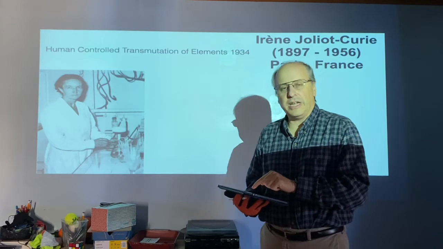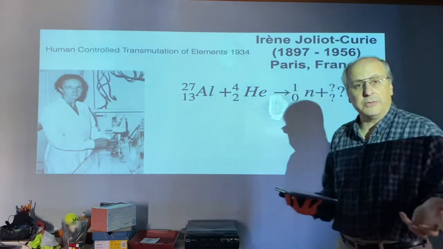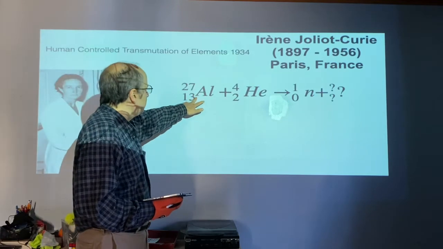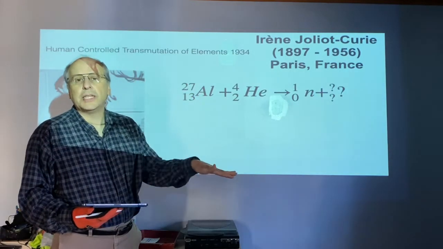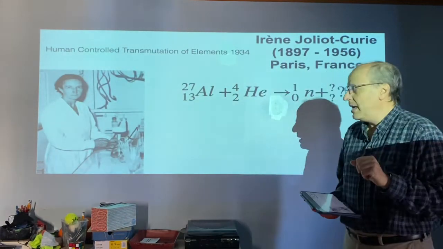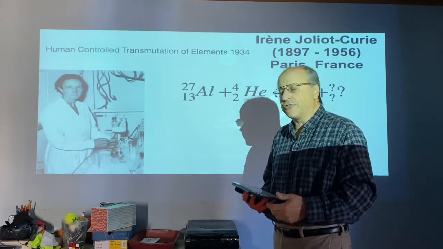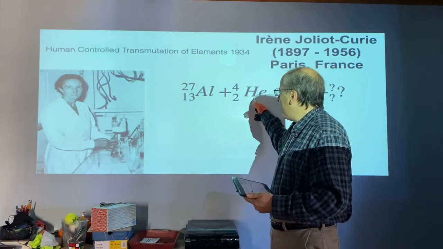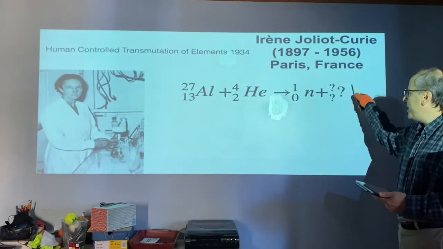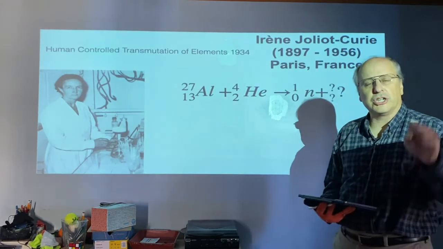Human-induced changing of the elements. And this is one of many that she actually was able to pull off in her lifetime. So she started with aluminum 27, which is totally stable, but she bombarded it with alpha particles. Again, not the atoms, but just the nucleuses. So we have to strip away all the electrons. We have to add particles to the nucleus of aluminum. And what happened is we got a much bigger isotope and one neutron that shot off.